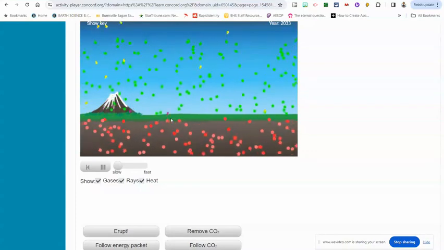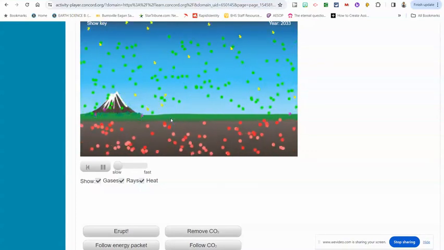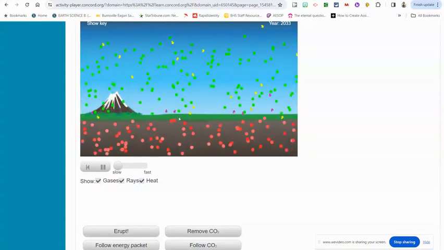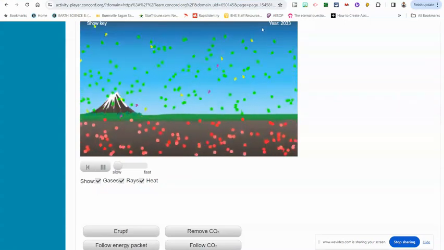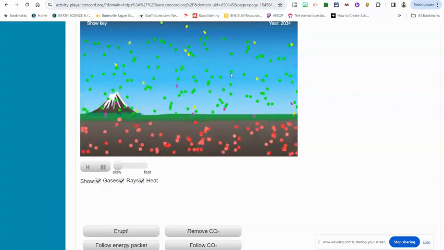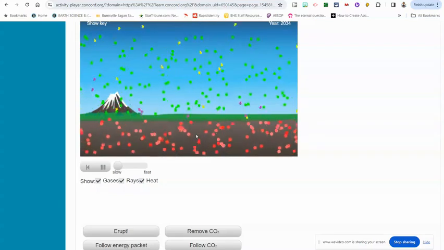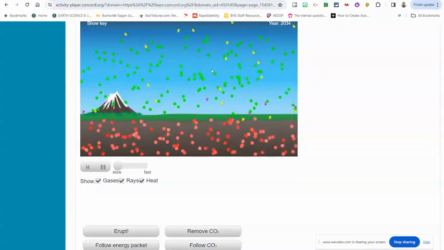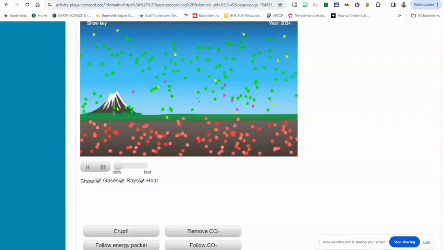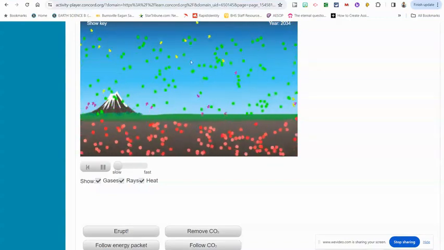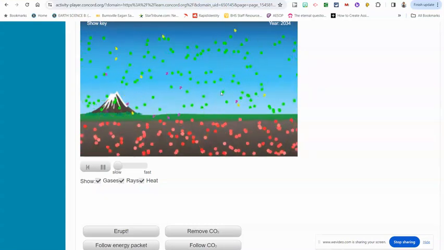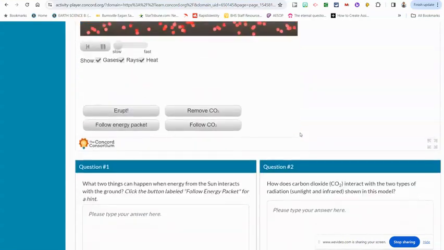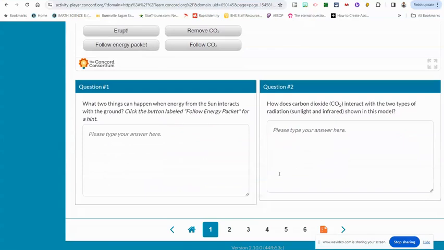So just to summarize, sunlight comes in. If it's reflected from the surface, it will be reflected back out to space. If it's absorbed by the surface and becomes heat, that can be re-emitted, but that heat can now be trapped by greenhouse gases such as carbon dioxide in the atmosphere. Okay, we're going to go to page 2.